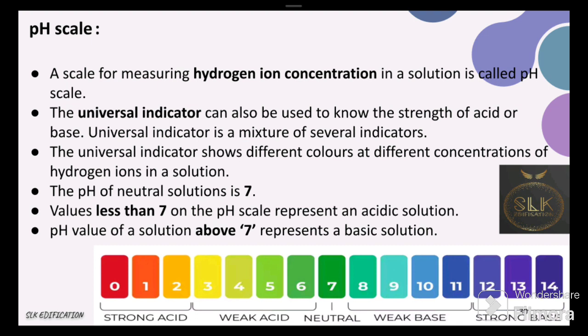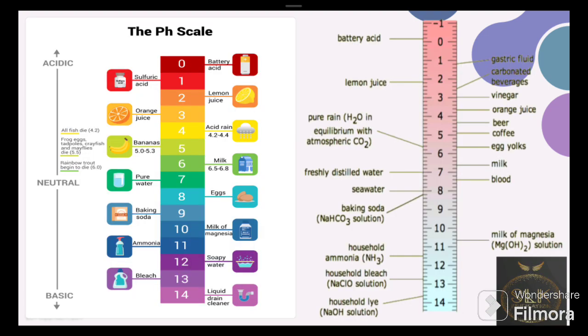The pH of neutral solutions is 7. Values less than 7 on the pH scale represent an acidic solution. The pH value of a solution above 7 represents a basic solution. This slide shows the pH values of a few substances that we commonly encounter or use in our daily lives.